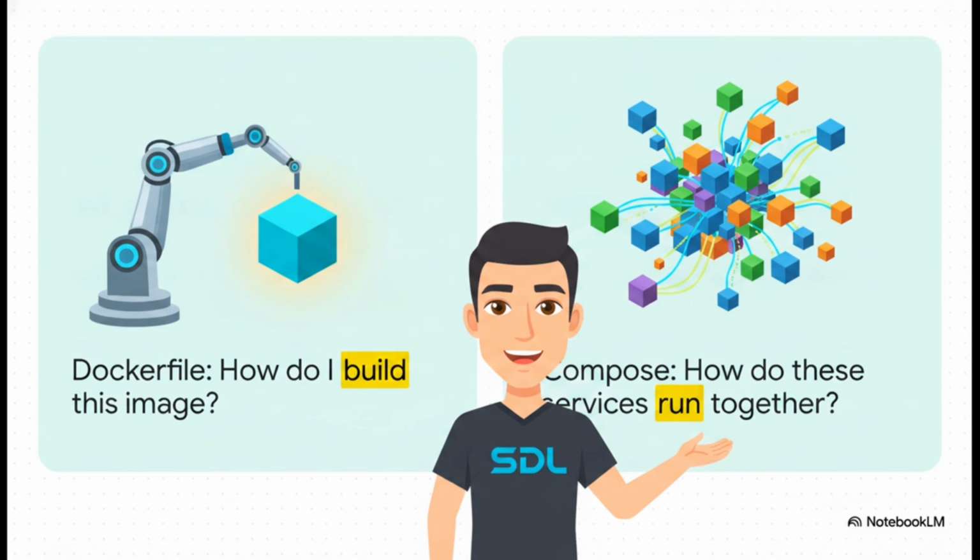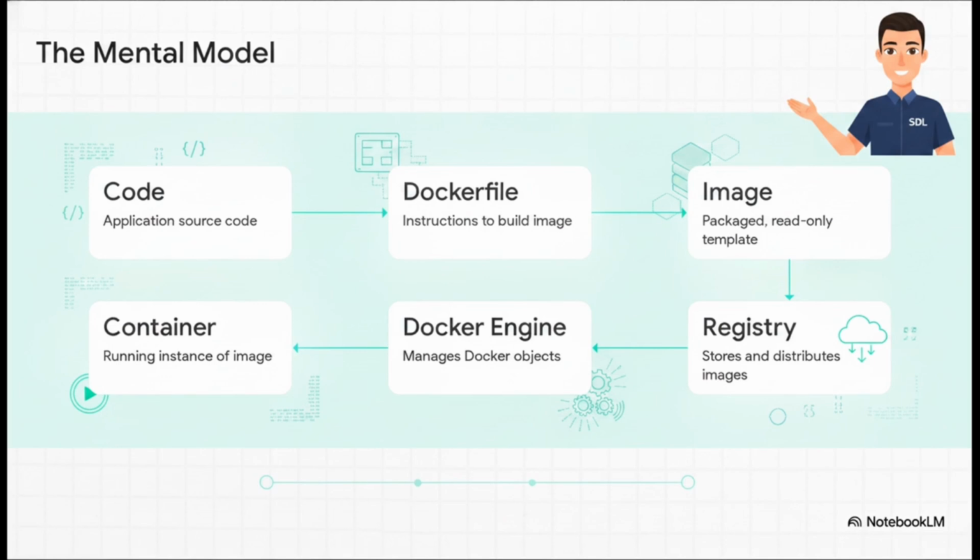While a Dockerfile asks, how do I build this single image, a Compose file zooms out and asks, how do all these services run together? A Compose file is a declarative map of your entire application stack. Instead of running a dozen fragile terminal commands, you write one clean file. With a single command, you launch your database, your cache, your API, the network, and the volumes, all perfectly orchestrated and connected together seamlessly.